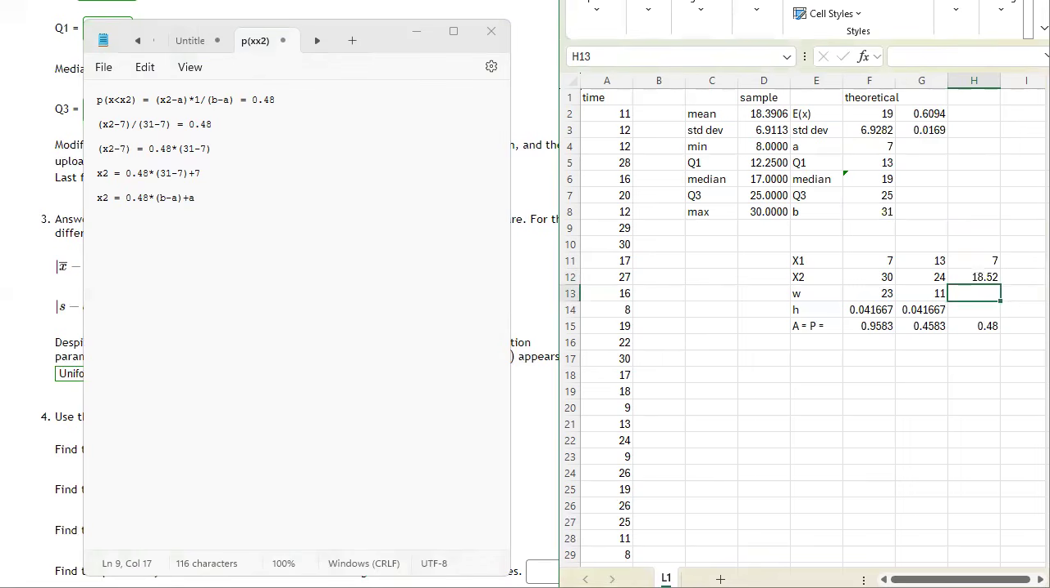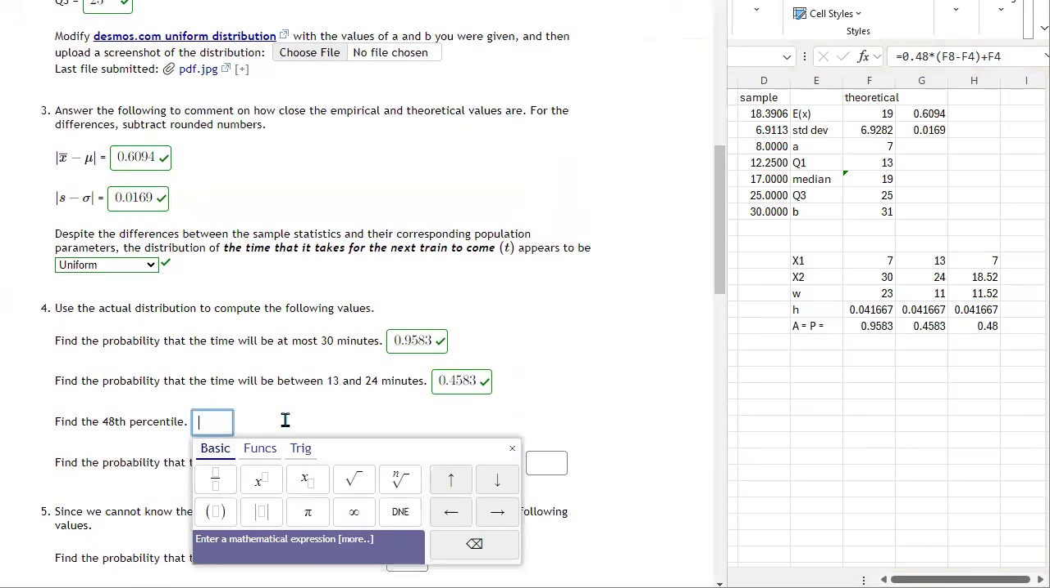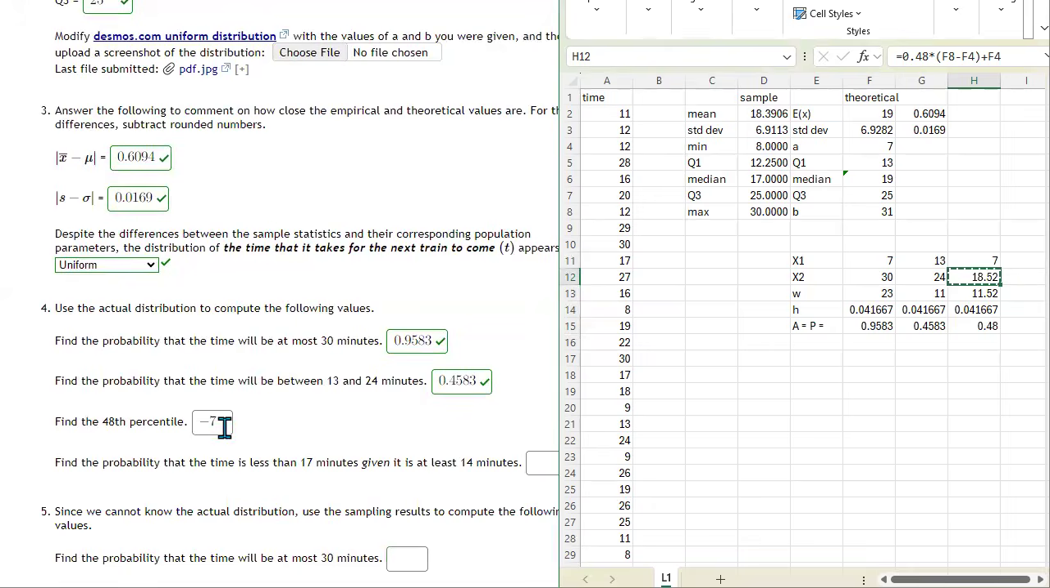Now let's just double check, make sure we got this. So I got equal. We'll take the difference of those two, 11.5, 18.52, right? This is just the height of the distribution. I'm going to multiply the height of the distribution times the width of this rectangle. And I get 0.48, right? Just double check my work.